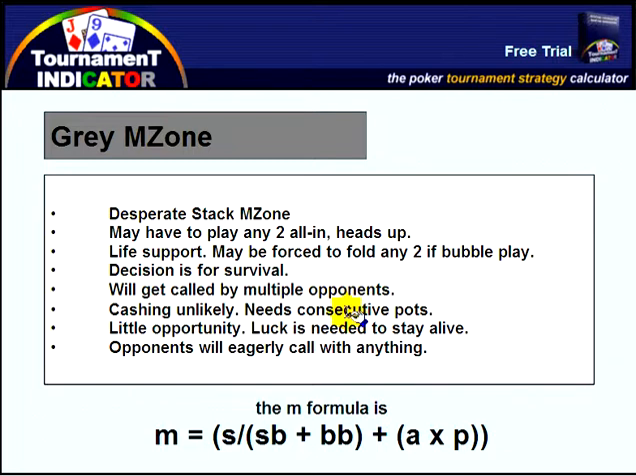Cashing is unlikely in a tournament because you need consecutive pots, and we all know how hard that is to come by. There's little opportunity when you are in the gray M-zone. Luck, and lots of it, is needed to stay alive. Opponents will eagerly call with anything here.